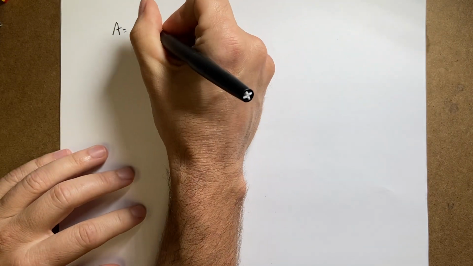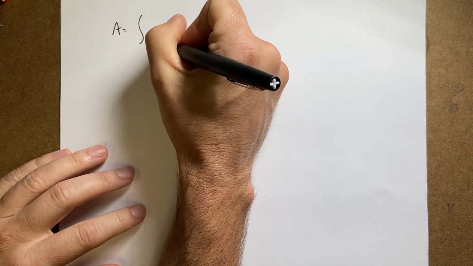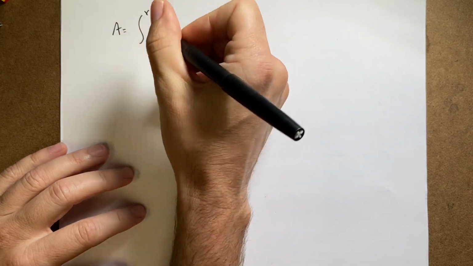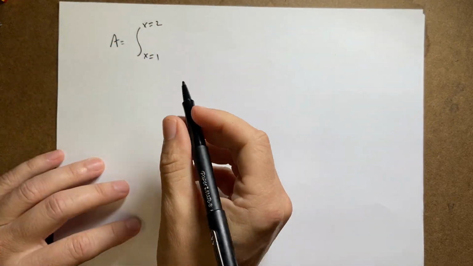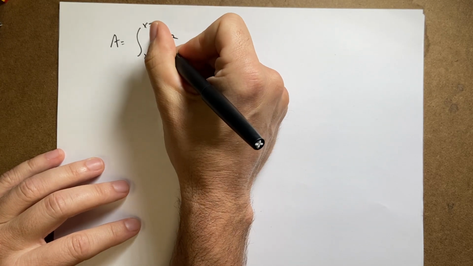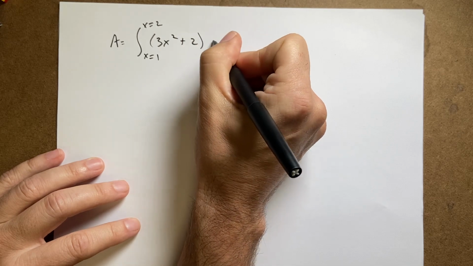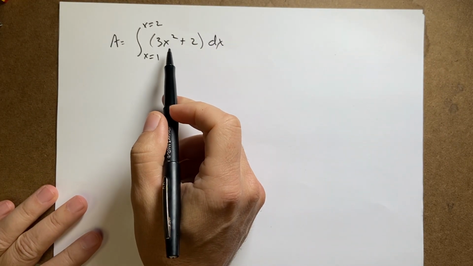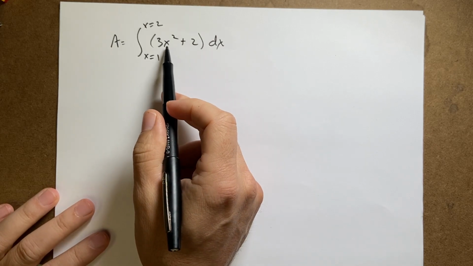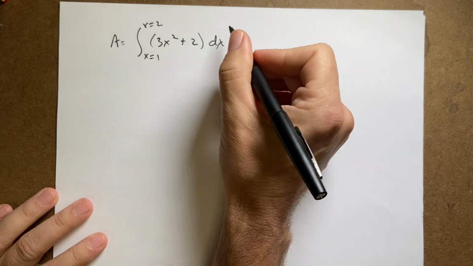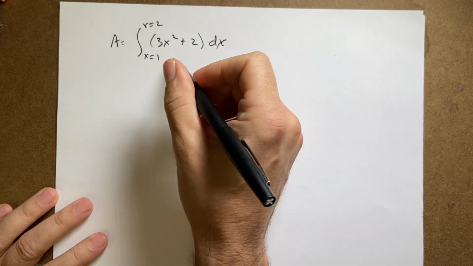Okay, so here we have the area is equal to the integration from x equals 1 to x equals 2. I picked 1 and 2 because that's what I did before. And then my f of x was 3x squared plus 2 dx. So there's my function right there. And I want to say, what would I take the derivative of and get that? And that will be my area.